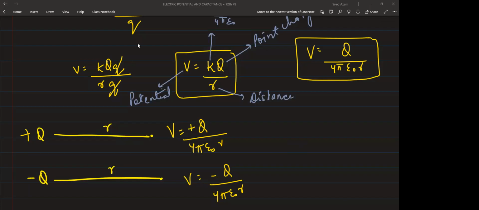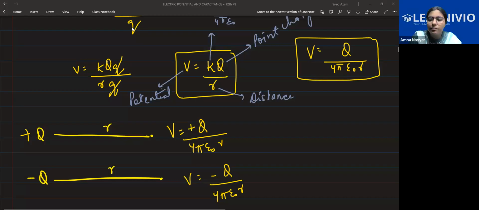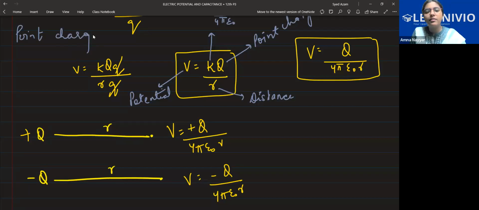Ma'am, can you explain point charge? This electric potential due to point charge, this part. Point charge basically means a charge only. See, when we are talking about charges, charges can be accumulated in different shapes, different objects, right? So point charge means just a charge. A point charge is present.